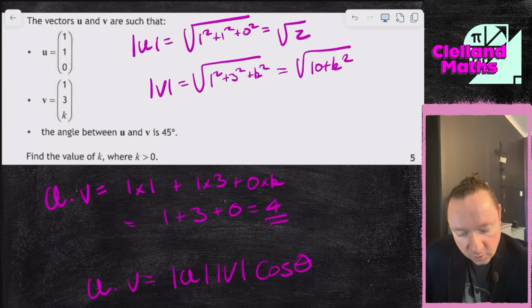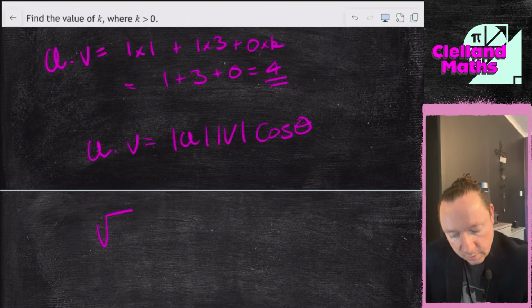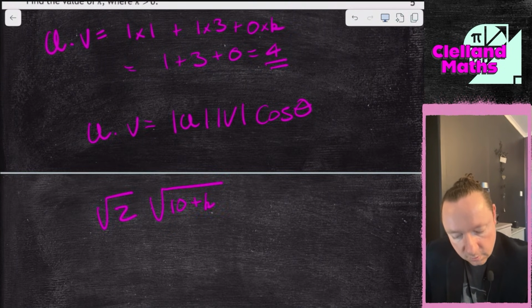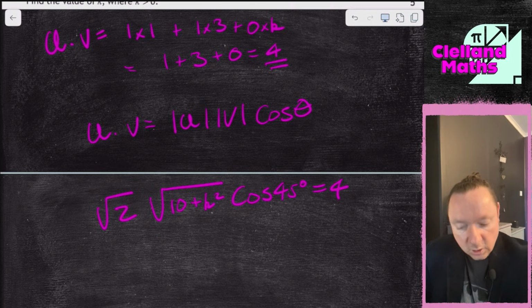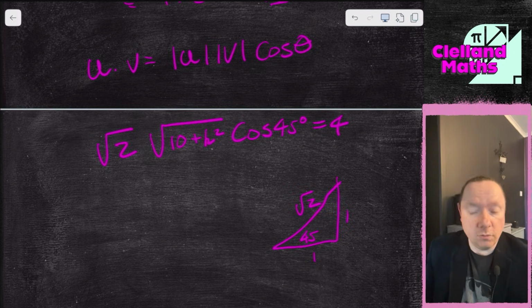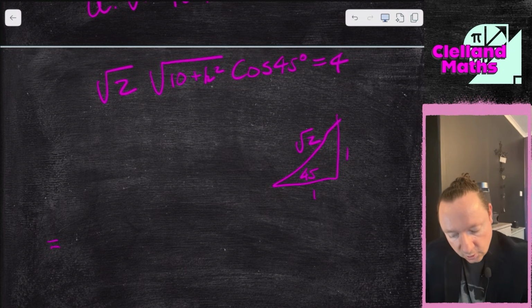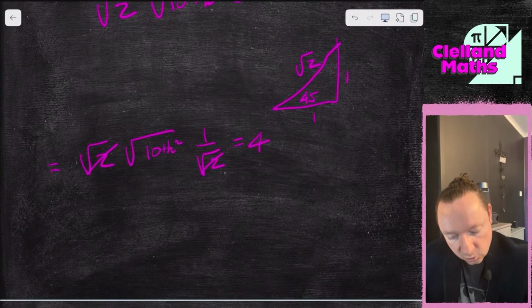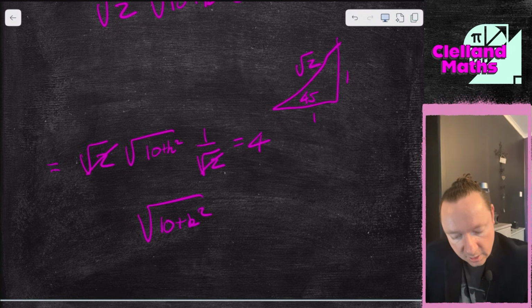So u dot v is size u, size v, cos theta: root 2, root of 10 plus k squared, cos theta, and theta told us was 45 degrees, and that all equals 4, because I just worked out u dot v was 4. Exact value triangle: 45, 1, 1, root 2. Cos of 45 is 1 over root 2. So that gives us root 2, root 10 plus k squared, 1 over root 2 equals 4. So the root 2s just cancel. So straight away I get root of 10 plus k squared equals 4.